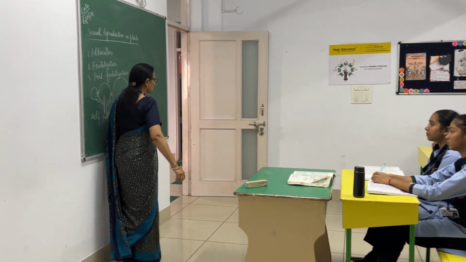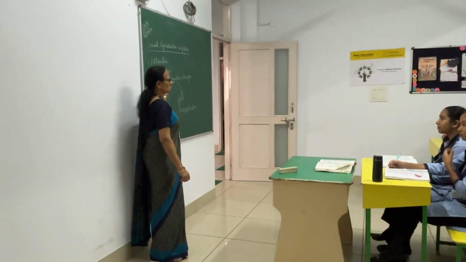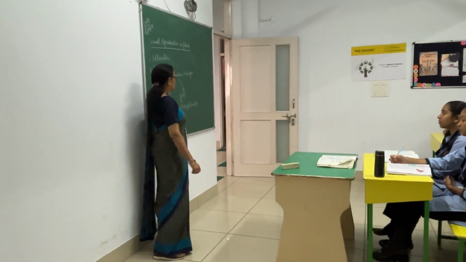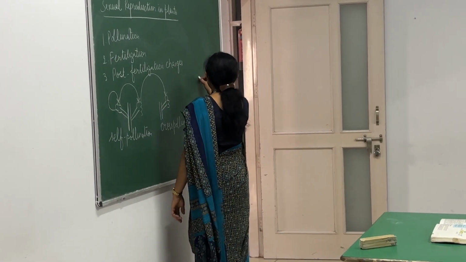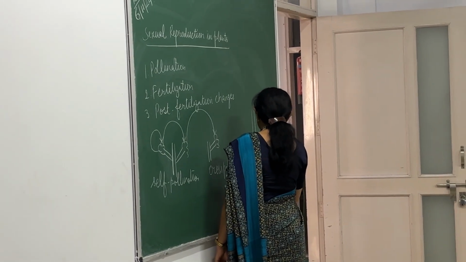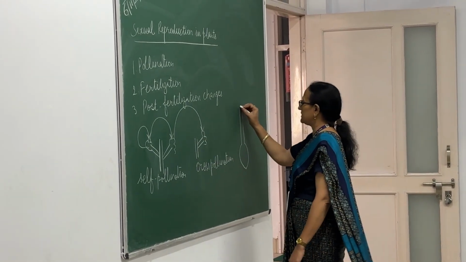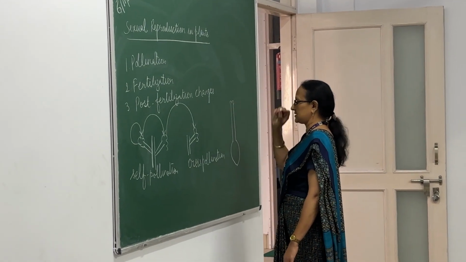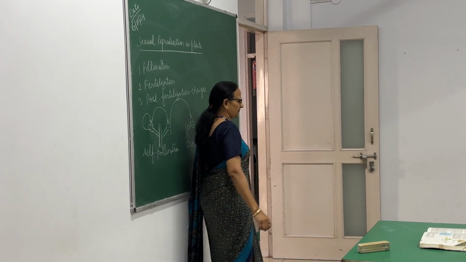When pollen grains settle on the stigma, then the process of fertilization starts. What happens in case of fertilization? If you see the detailed structure of the carpel, we have the ovary at the base, then the style, and then the swollen stigma at the top. When pollen grains settle here, what will happen?